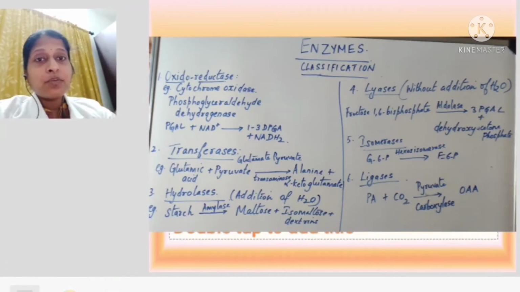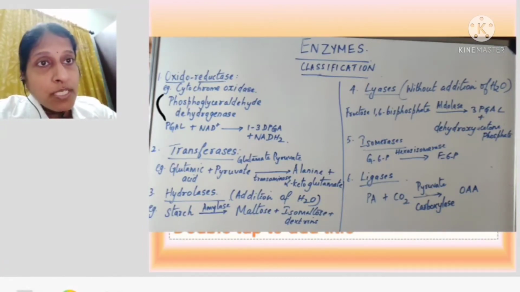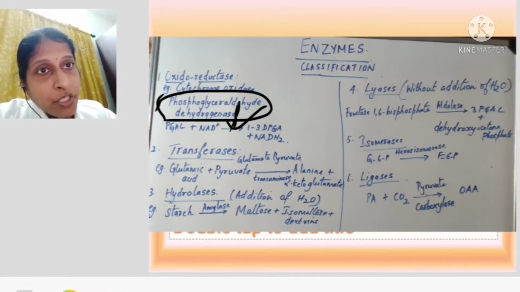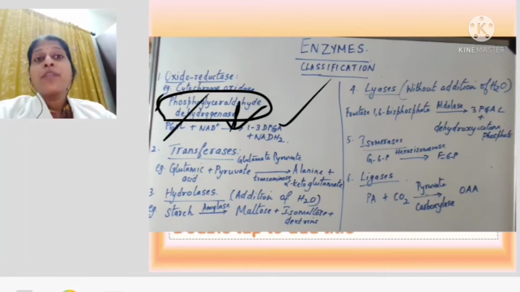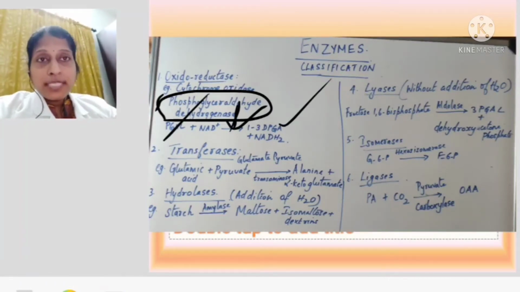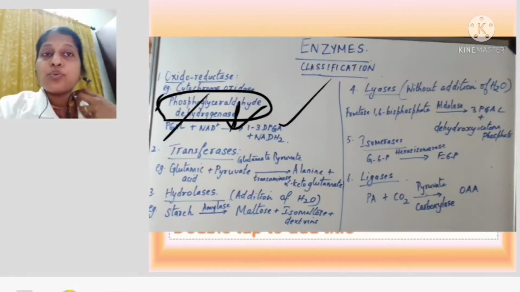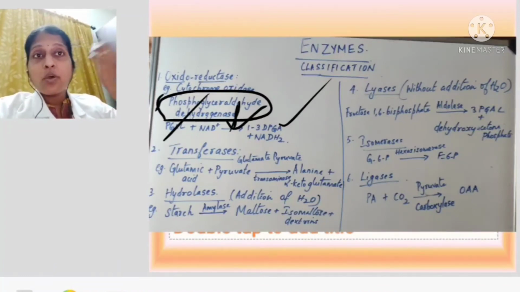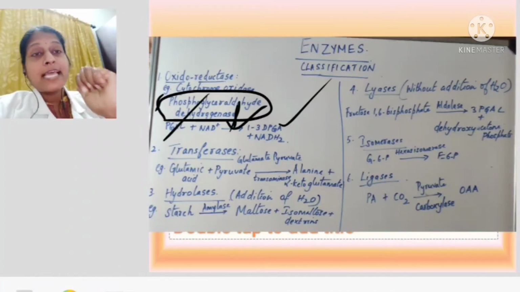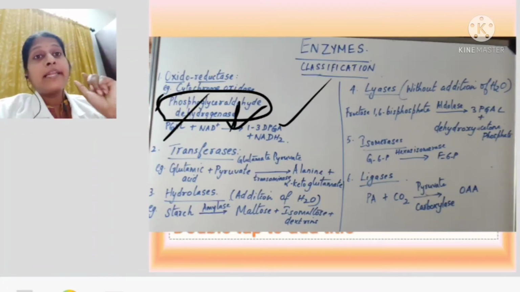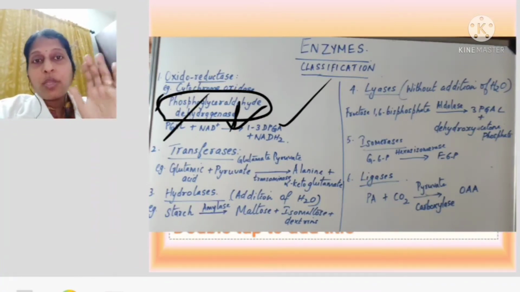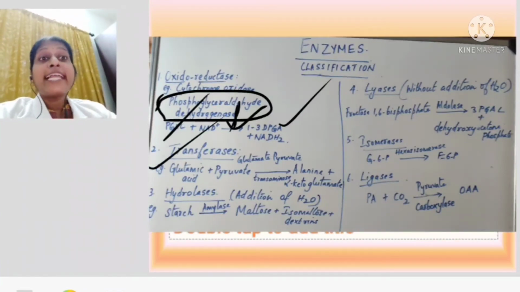What is the enzyme involved in this reaction? Phosphoglyceraldehyde dehydrogenase. So this enzyme helps in the conversion of phosphoglyceraldehyde to diphosphoglyceric acid. Okay. And NAD is converted into NADH2. So there what is the reaction taking place? Oxidoreduction reaction, oxidation as well as reduction, and the enzyme involved is phosphoglyceraldehyde dehydrogenase. What is the type of enzyme? Oxidoreductase. Okay. The next is your transferases.